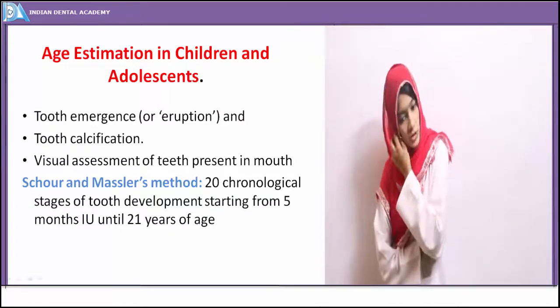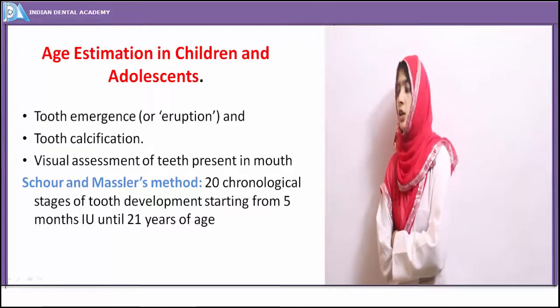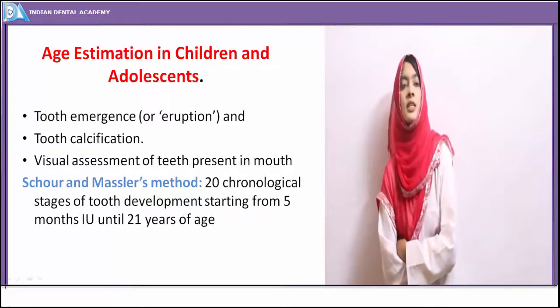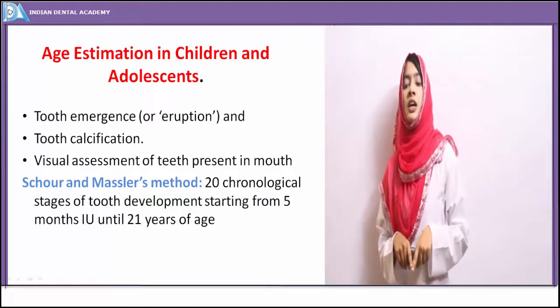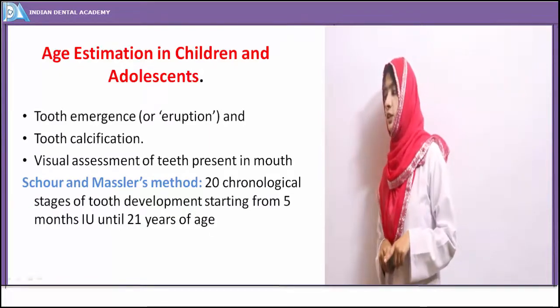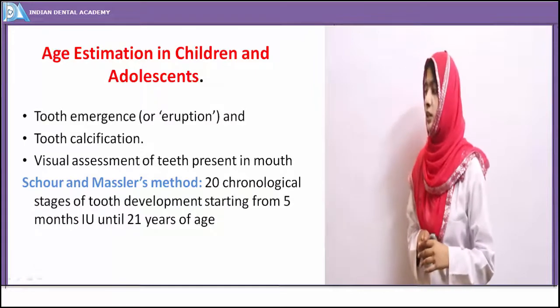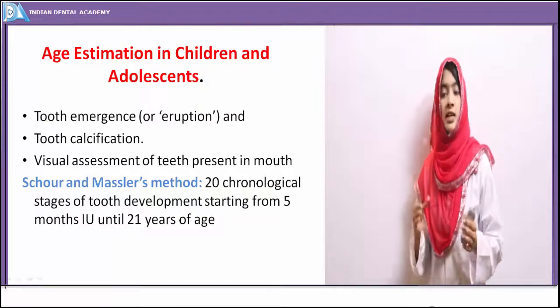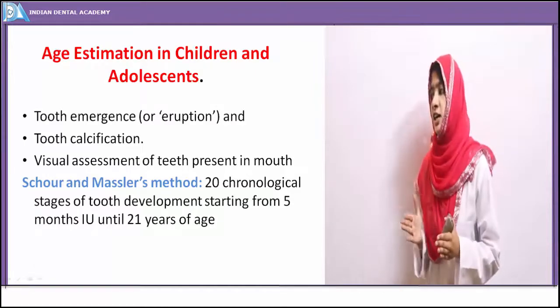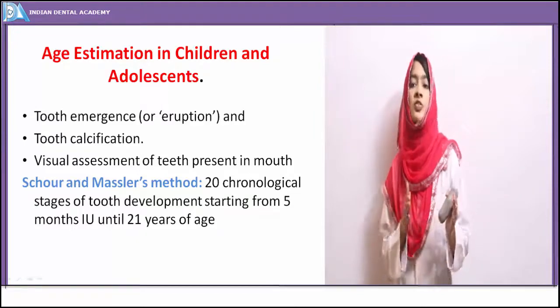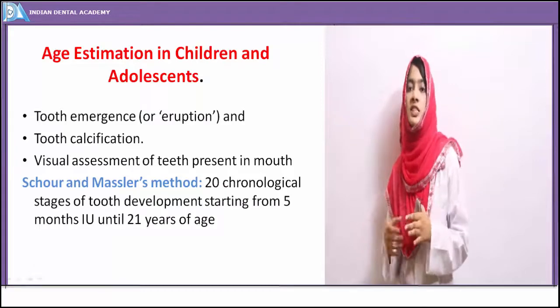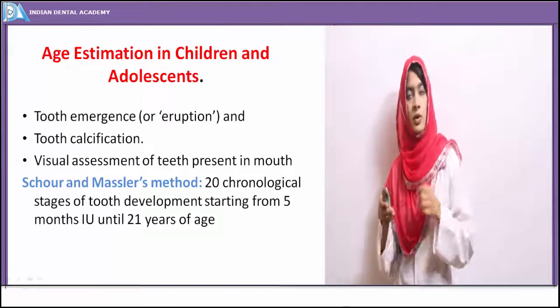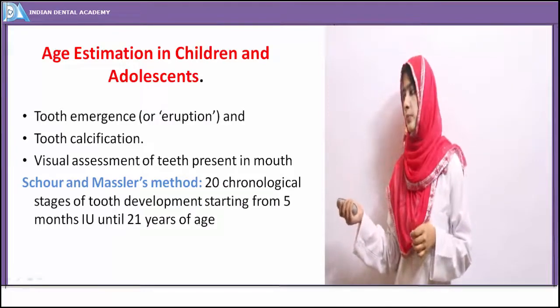And the Schour and Massler method is carried out, where they gave a dental chart to identify the eruption of teeth or the stages of eruption of teeth. What they did is they gave 20 chronological stages of teeth starting from about 5 months intrauterine to about 21 years of age. Based on these charts, you can identify what is the age of the individual.